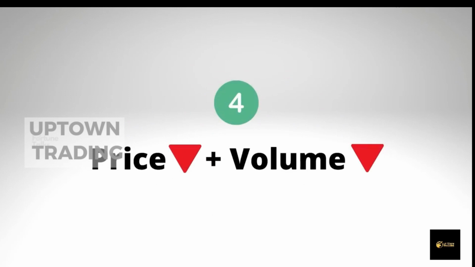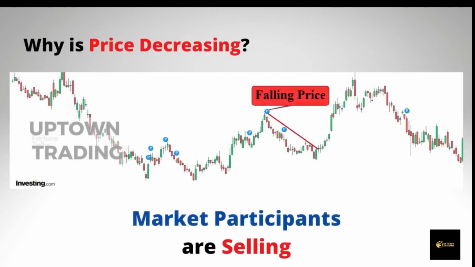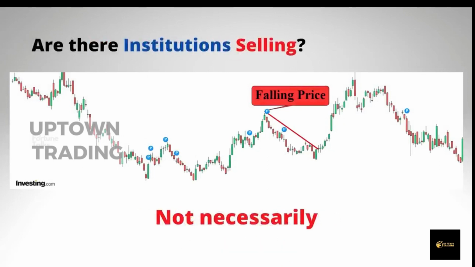Moving forward to the final case where both the volume and price decrease. Ask the questions. Number 1. Why is the price decreasing? Simply because the market participants are selling. Question number 2. Are there institutional sellers associated with this price decrease? Simple answer, we can't be sure about it.